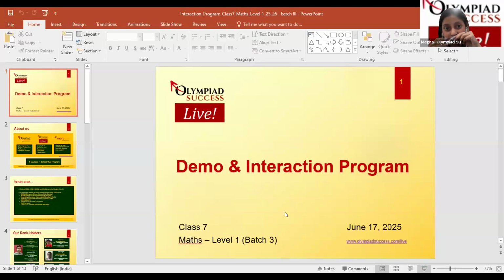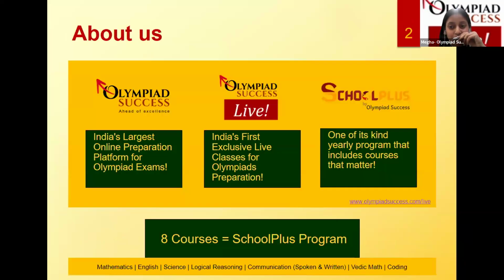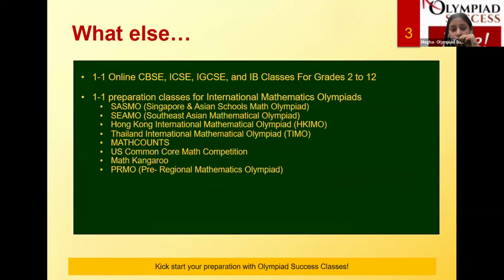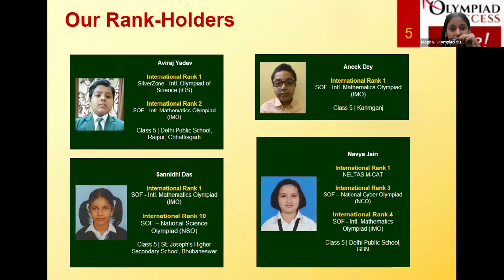All right, kids, so kindly be attentive. I welcome you all to the platform of Olympiad Success. Olympiad Success is India's largest online preparation platform for Olympiad examinations. We are India's first exclusive live classes for Olympiad preparation, a yearly program that includes courses that matter. We have 8 courses: School Plus program, mathematics, English, science, logical reasoning, communication spoken and written, Vedic maths, and coding. What else do we provide? We provide one-on-one online CBSE, ICSE, IGCSE, and IB classes from grade 2 to grade 12, and one-on-one preparation classes for various Olympiads. You can see our rank holders. These are kids like you only.